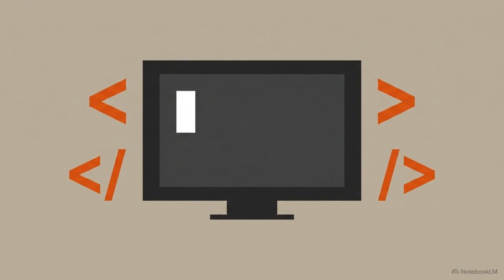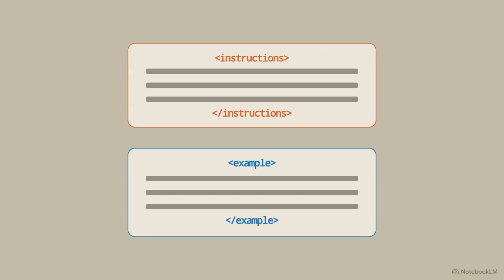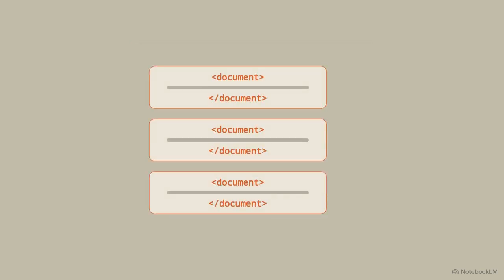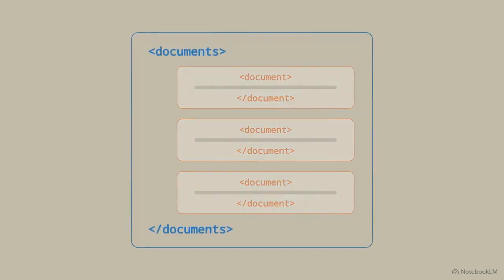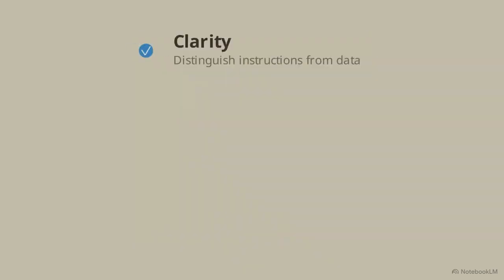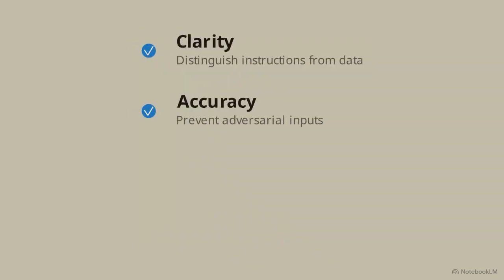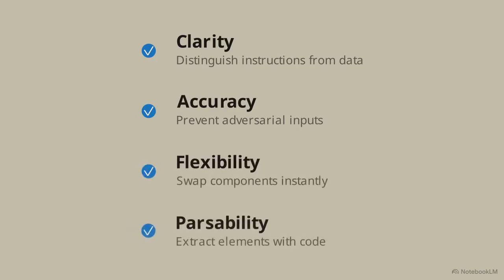Anthropic specifically trained their models to recognize structural boundaries using plain HTML-style tags. Wrapping specific elements in angle brackets translates a flat wall of text into discrete chunks. These tags can nest, wrapping a master documents tag around multiple files for perfect hierarchy. This provides four benefits: clarity, accuracy against adversarial inputs, instant flexibility, and easy code parsability.